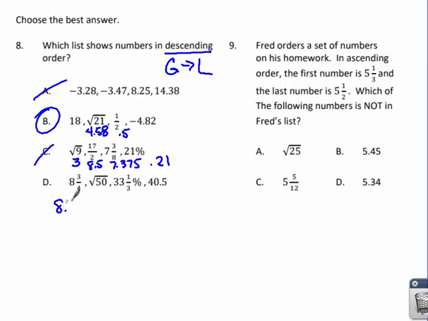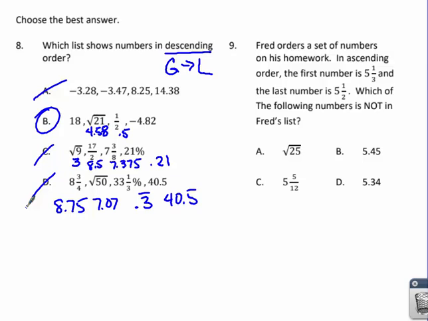The same thing for D. We've got 8.75. The square root of 50 is 7.07, and it keeps going. 33 1/3% is just 0.3 repeating, and then we have 40.5. So when we look at all of those, we see that the 40.5, if it were first, then that would be okay. But it's not, so D is out. B is the correct answer.